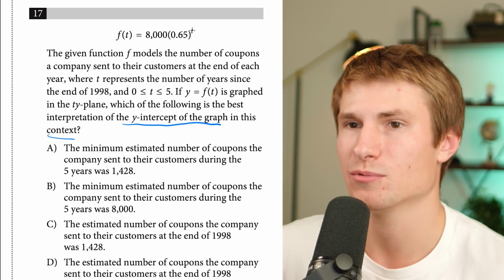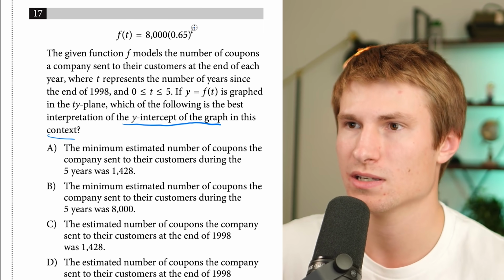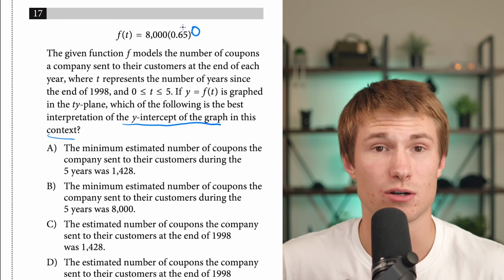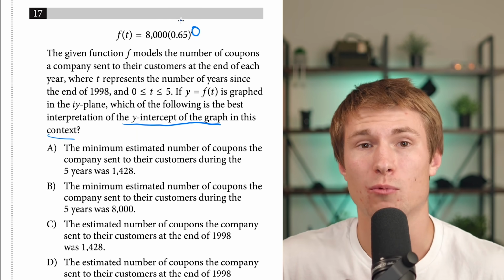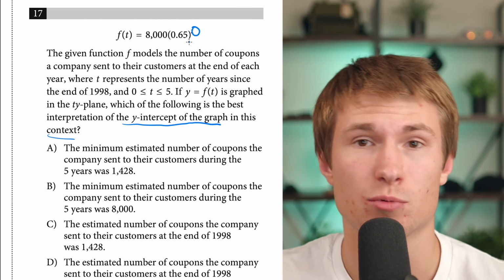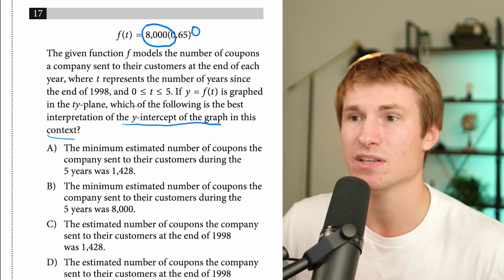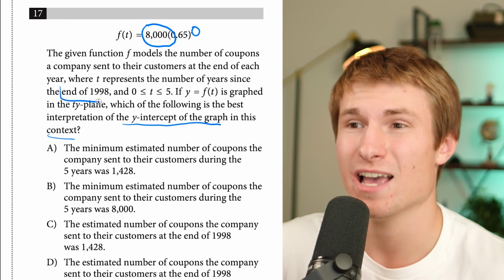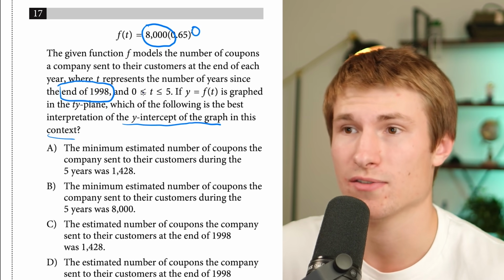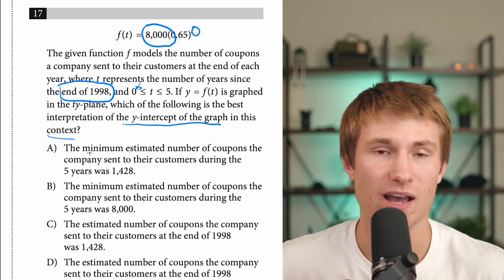Your y-intercept, when you have an exponential growth formula like this, is going to be where t is equal to 0, where the exponent is equal to 0. And when that exponent is equal to 0, 0.65 to the power of 0 is just 1, and you end up with this y-intercept of 8,000. In this case, we know that is at the end of 1998, since that's our start year. That is where t is 0. So from that, it's very easy to find the answer.